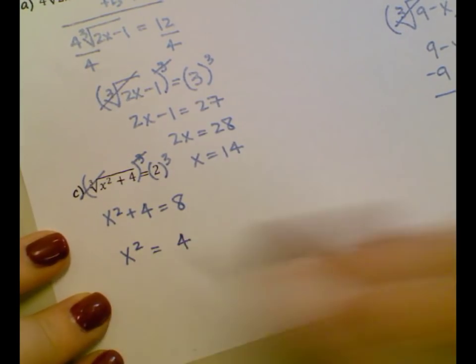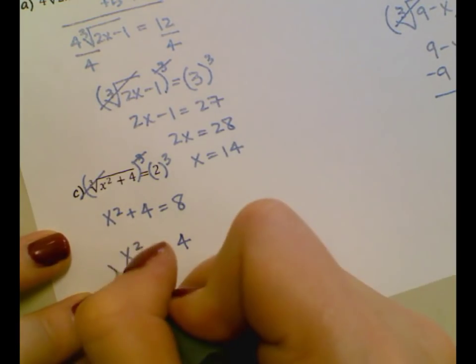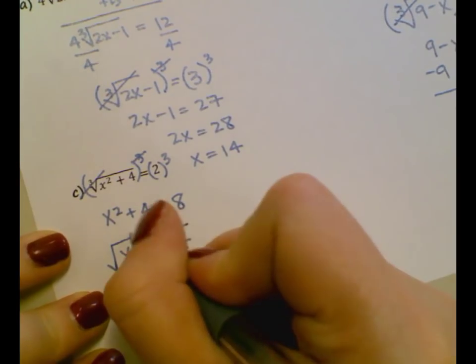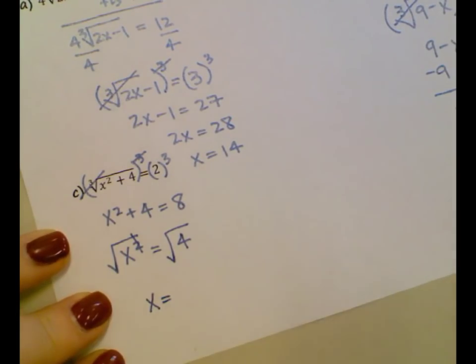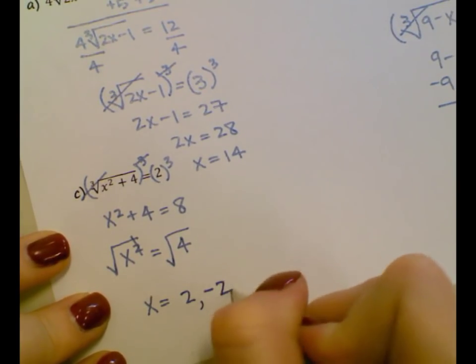Then how do I get rid of that squared? Ooh, see, this is bringing back something from example 1. We square root it. Now, when you square root, how many answers do you actually get? 2. You get a positive 2 and a negative 2.